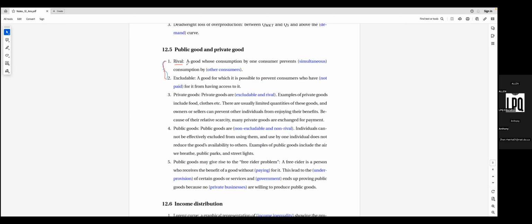And excludable is a little bit weird. If one product, one good, can only be used by paying customers, who pay money to have access to the good, then this kind of good is an excludable good. By contrast, what is a non-excludable good?